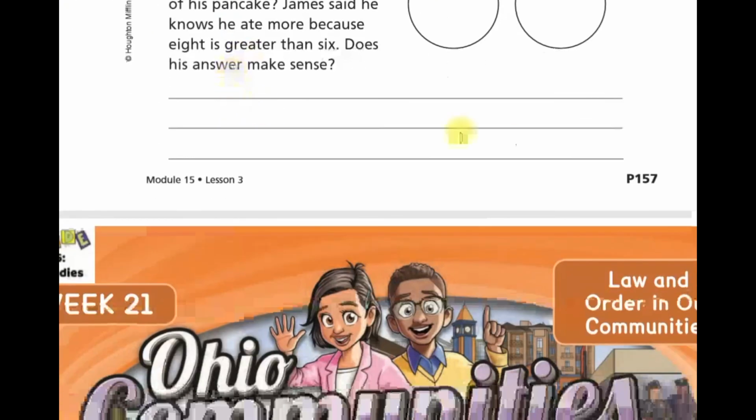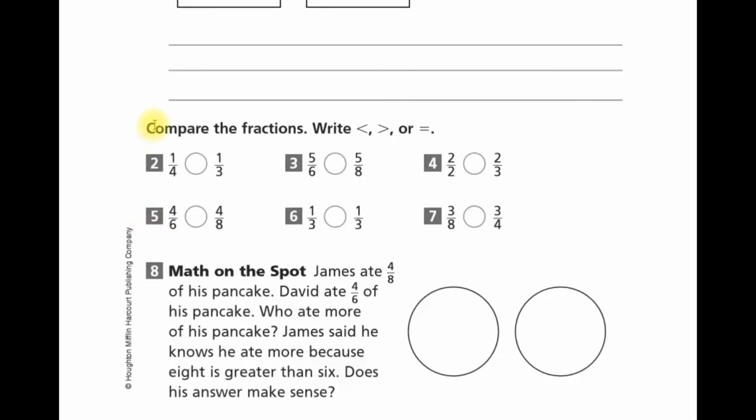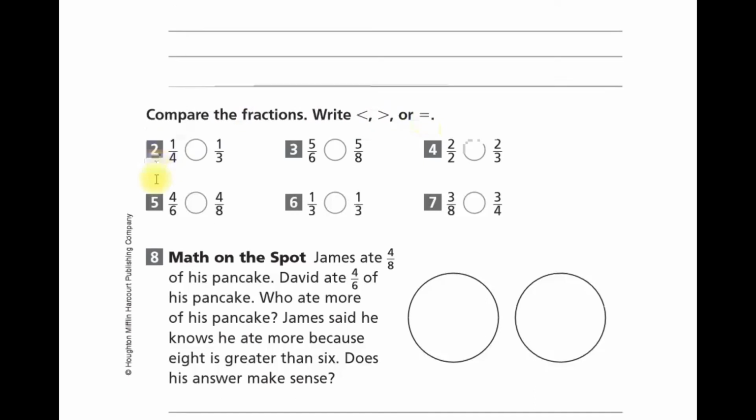We are on page 157, Module 15, Lesson 3. Compare fractions with the same numerator. Reason. Hector and Zoe each shade same-sized flags. Hector shades 3/6 of his flag, and Zoe shades 3/8 of her flag. Who shades more? Use the visual models to explain your answer. Compare the fractions. Write less than, greater than, or equal to.